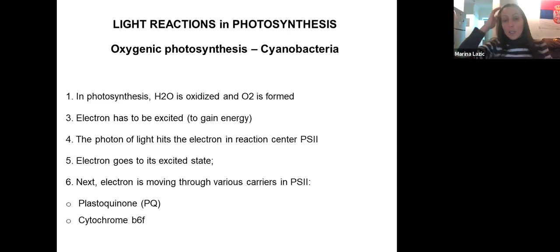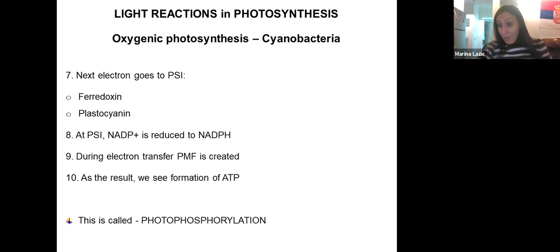Once an electron is in excited state, next this electron moves through various carriers. And again, this is a typical electron transport chain. The carriers, not electron acceptors, are plastoquinone and cytochromes. Again, you are familiar with the quinone pool and cytochromes. And from there, the electron goes to the next reaction center, which is photosystem 1 in the case of cyanobacteria. This is an example of cyanobacteria.